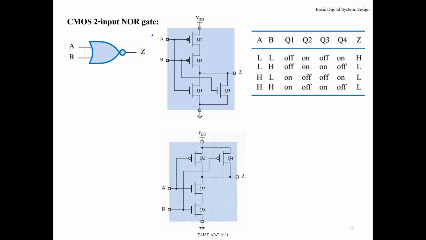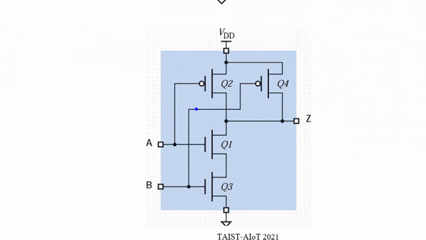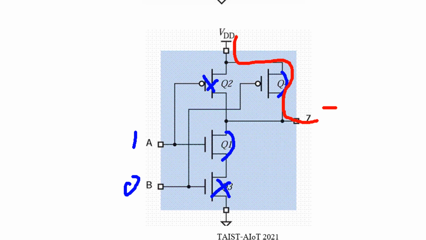The next one, how about this? For this one, the upper part, the gates controlled by inputs A, B connect in parallel, but the lower part connects in series. So analyze when you apply 0, 0 here, this one is on, this one is on, output connects to VDD. So it becomes 5 volt or logic 1. When you apply 1 here, 0 here, this one is off, right? This one is on. Okay, this one on, but this one off. So now the output connects to VDD, then it becomes 5 volt or logic high.